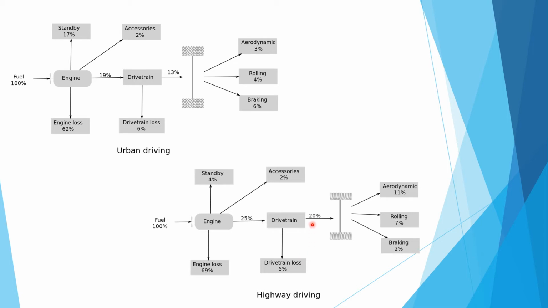5% is the drivetrain loss, and the 20% is divided into three parts. One is aerodynamics, that is 11%. The second one is rolling, that is 7%, and the third one is braking, that is 2%. So this is the picture of highway driving automobile exercise. So these are the pictures of the driving exercise.